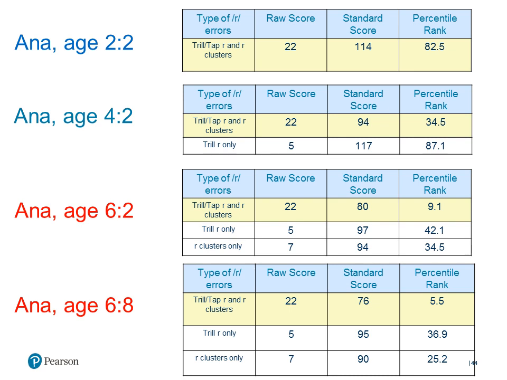Similarly, at age 4.2, Ana still scores within the average range from producing the same types of errors. However, at age 6.2, Ana's scores are considered to be within the low or borderline range with a score of 80. By 6.8, if she still produces the same errors she was producing at age 2.2 with the trill R, the tap R, and R clusters, her standard score will be in the low range at 76.